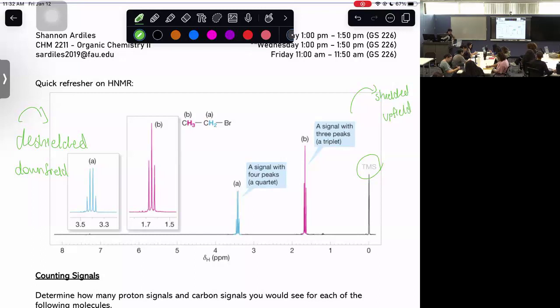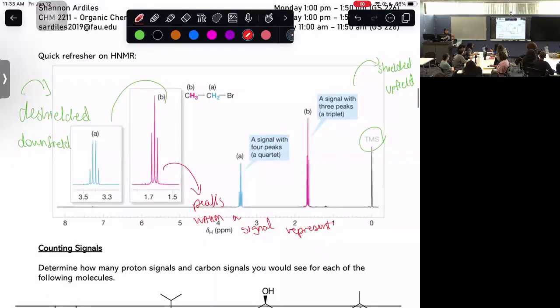Okay. In this case, we only have two signals, signal A and B. Now let's look at each one of those. They have little peaks in there. What do those peaks represent? The hydrogens on the neighboring carbon. It's all about multiplicity, splitting.